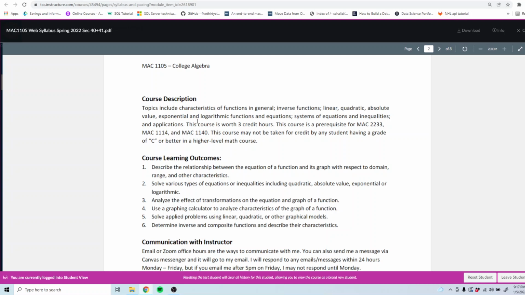One of the important things about this course is not necessarily what's in it. That is important, but why you might be taking this course. This course is a prerequisite for MAC 2233, MAC 1140, MAC 1114, and a number of science classes as well, like chemistry, physics, things like that. So college algebra, you really need to pass it, which means get a C or better to move on to pretty much any other math or science course.